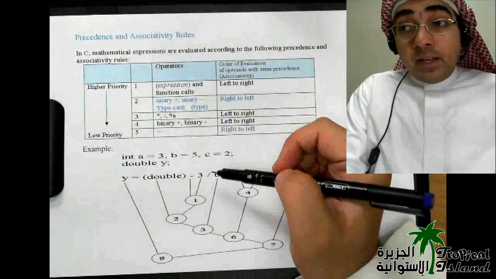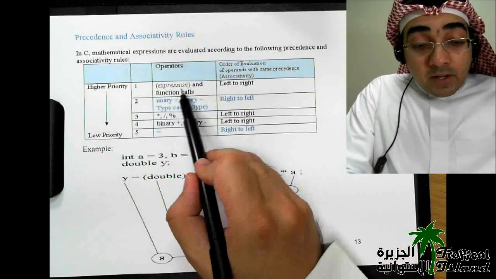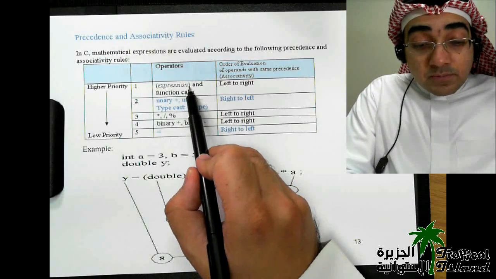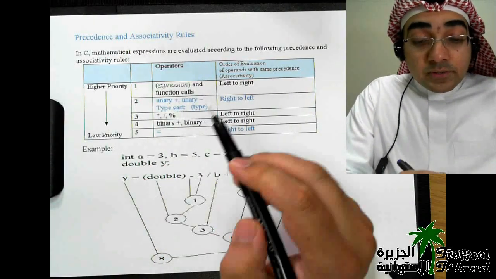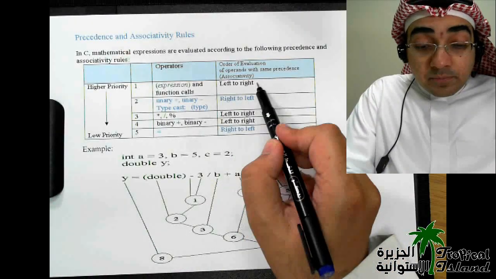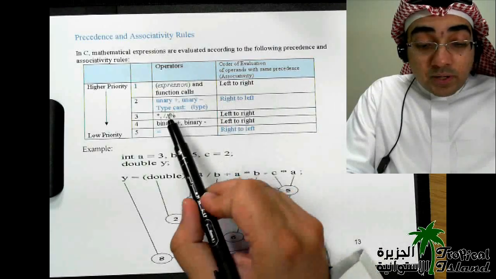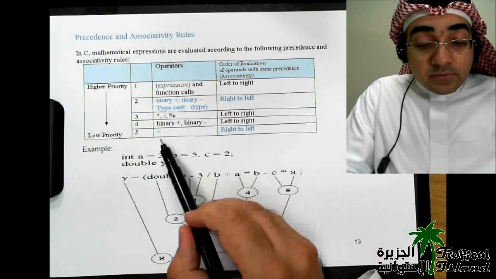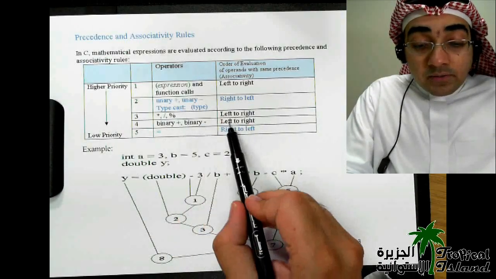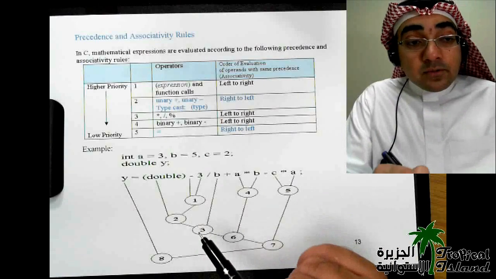So here's a table that summarizes things for you. This is the highest priority: expressions and function calls. Expressions between parentheses are the first thing evaluated, and function calls are also evaluated first, from left to right. Then you have the unary and the typecast, which is right to left. Then you have the binary operations, multiplication, division, and modulus, which go left to right. Binary addition and binary subtraction go left to right, and the equal sign is always assigning from the right hand side to the left hand side.